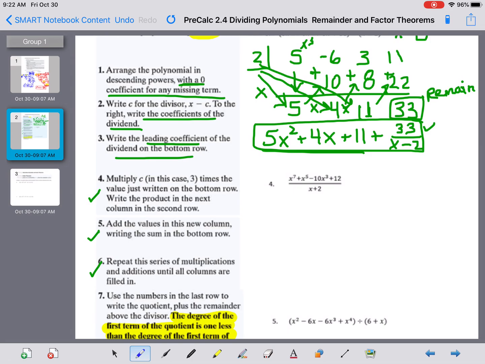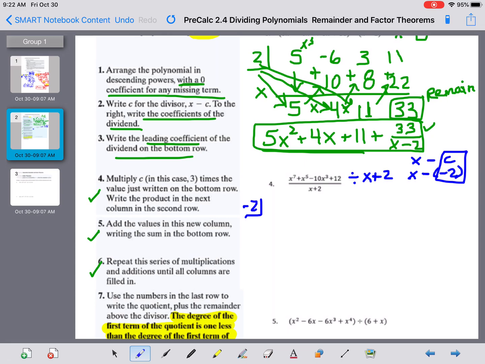Okay, so let's try it again with number 4. So remember, this is like saying I'm dividing by x plus 2, right? And that's the same thing as saying minus negative 2, right? Plus is a minus negative 2. So if I say x minus c, my c this time is the opposite sign, which is negative 2, okay? So if you can kind of see where I'm getting that opposite sign, because of the plus 2, I put a negative 2. Whatever the sign is, opposite in the box.